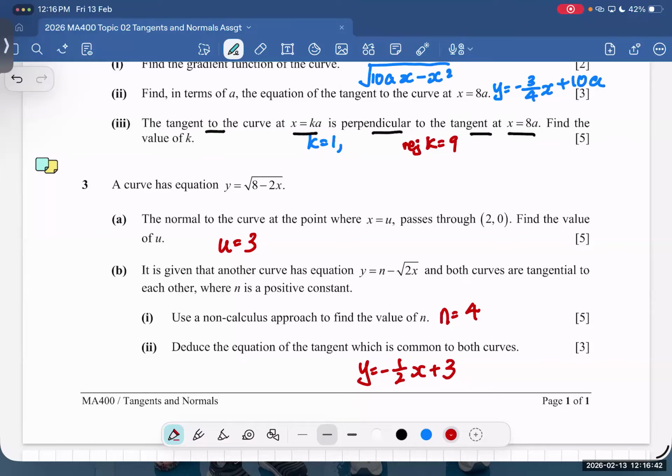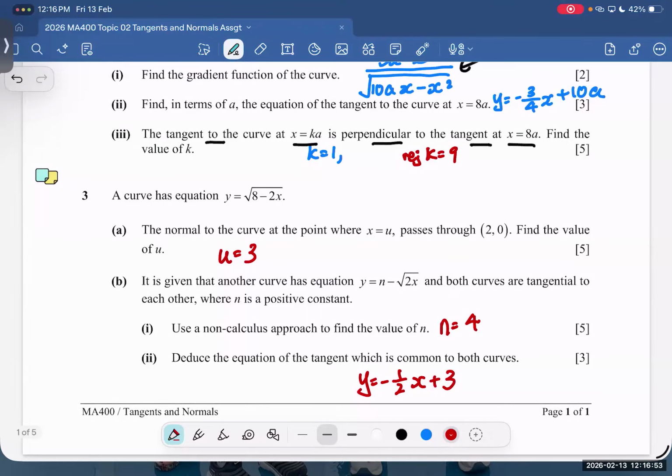Let's see. What am I missing? Plus minus 4. But then if you see, n has to be positive. That's why. Okay, yes.